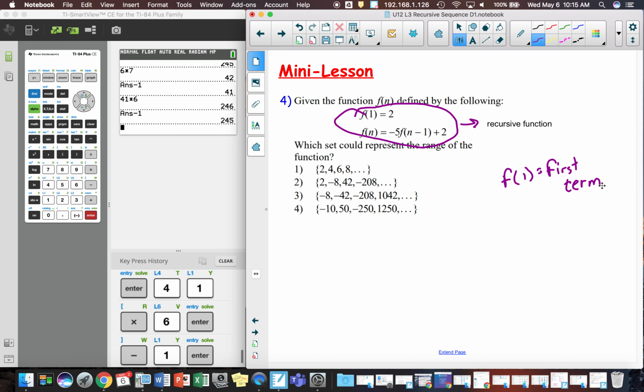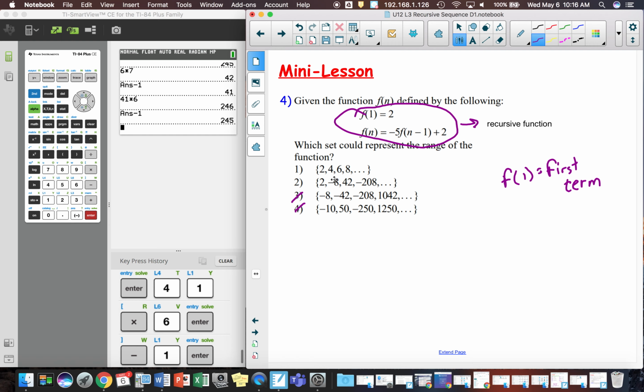Right away, we can eliminate 2 answers. So let's look at our set. Our first term must be 2. There's a 2 here, that's good. There's a 2 here, that's good. There's a negative 8 here. That's bad. And there's a negative 10 here. That's bad. Okay? So, we need to figure out what the other terms are.